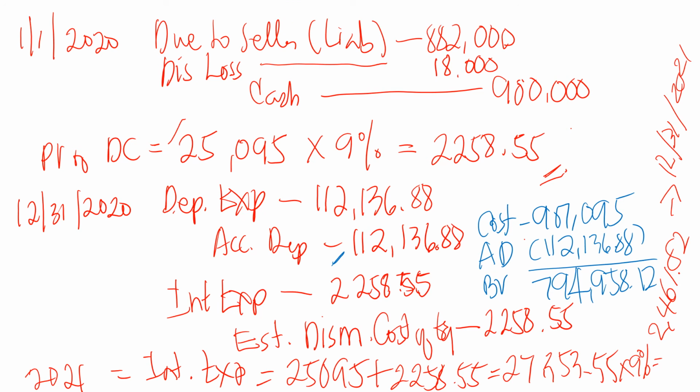Oh, sorry. So, this is not January 1. So, this is January 31 yan. Sorry. So, this is January 31. So, dun sa non-current portion ng liability natin, so we still have estimated dismantling cost amounting to 27,353.55. Now, it's good if you prepare amortization table for 8 years.